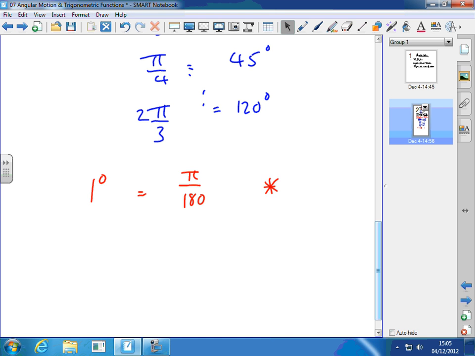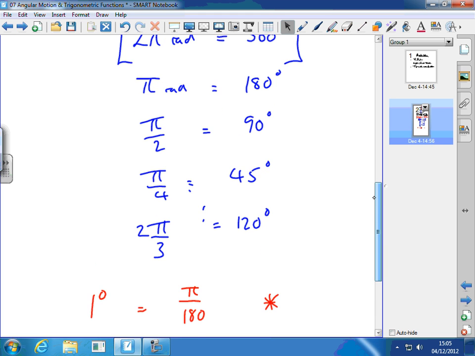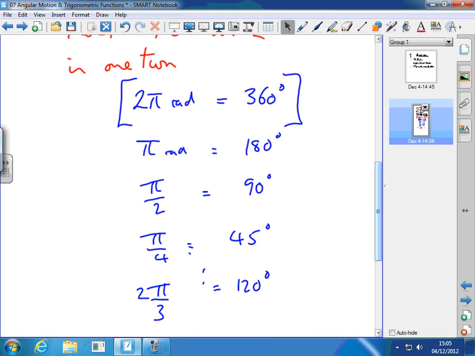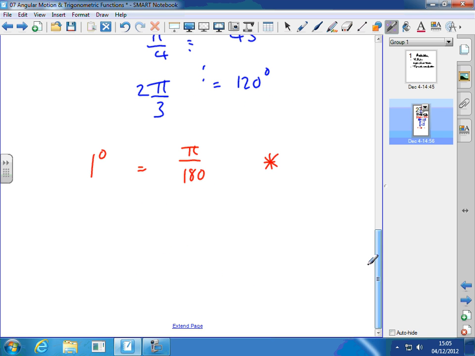The other way is if I want to convert radians to degrees. So going back to our ratio, if pi radians is 180 degrees, what's 1 radian? 180 over pi. So we've got 1 radian is 180 over pi, the other way around, in other words. To convert from one to the other, it's the inverse. Yes, that's right.